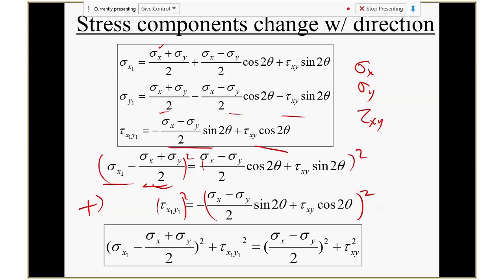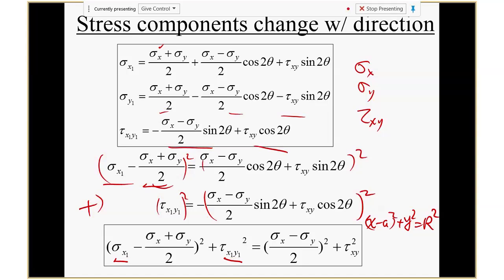When you change theta, the sigma x1 is going to change, and tau x1, y1 will change too, but they follow this relation. What kind of relation is this? It's a circle. Does this look like (x minus a) squared plus y squared equals r squared? Are these two equations the same? See here, this sigma x1, that's the x. Tau x1, that's the y. So basically x squared plus y squared equals a squared.